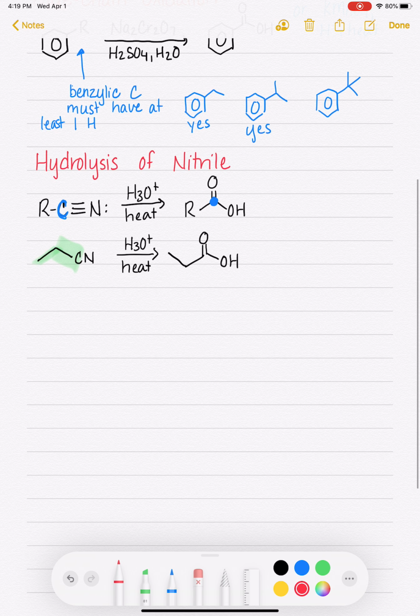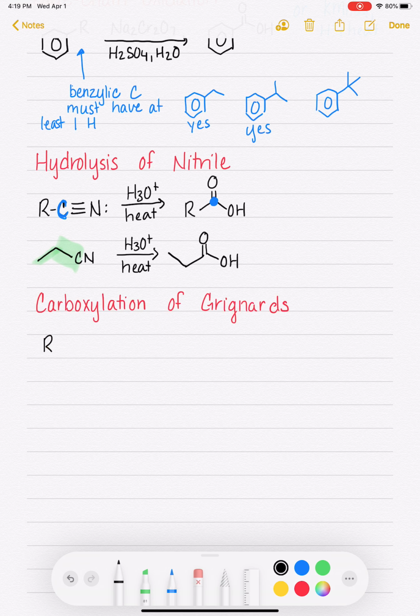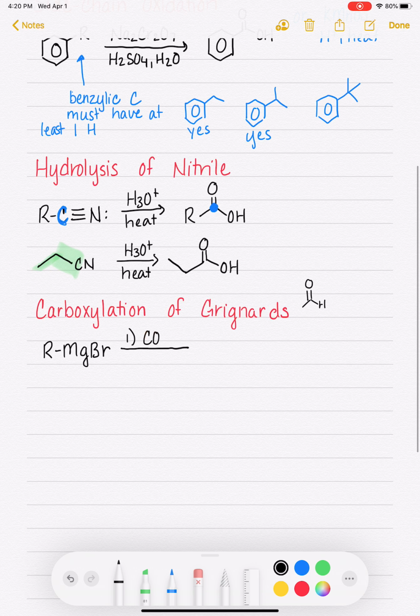And then last but not least, we have the carboxylation of Grignards. This is not a completely new reaction. You've done Grignard reactions for a long time, but this uses a slightly different reagent. Remember, when we're using Grignard reagents, we're typically reacting them with carbonyl compounds like aldehydes or ketones or esters. You can also react a Grignard reagent with carbon dioxide. It's like the ultimate carbonyl compound. So you can react it with carbon dioxide, same reaction, same mechanism, same step 2 to follow it up, and this will give us a carboxylic acid.